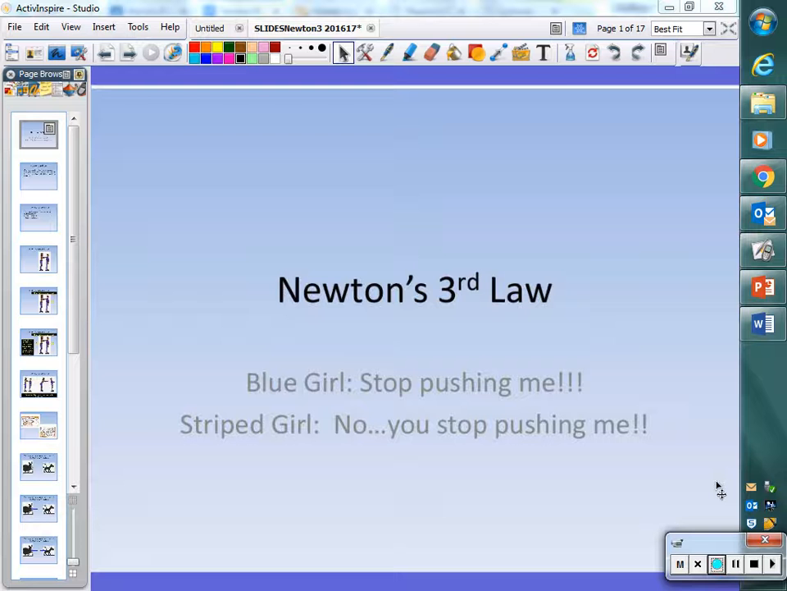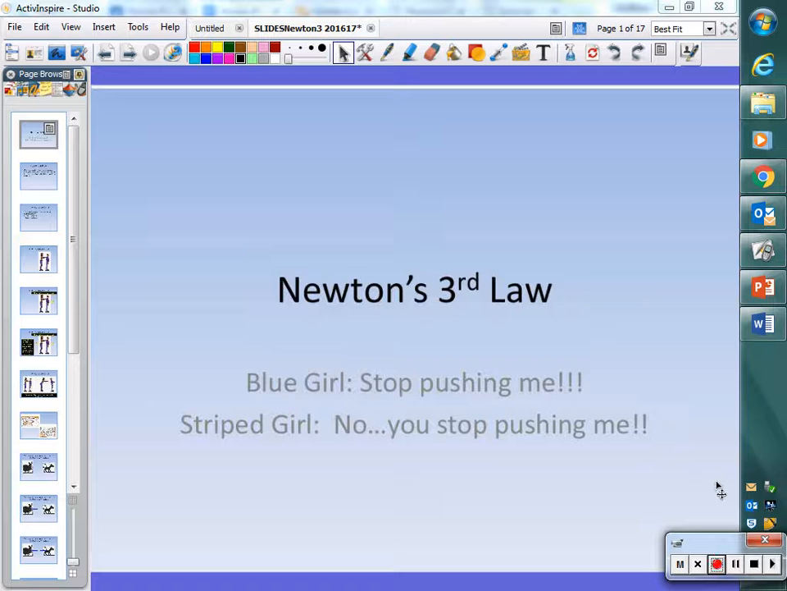Today I want to finish up talking about Newton's laws, and we'll talk about Newton's third law. Newton's third law is a little bit different than Newton's first and second laws in that it requires two objects. It deals with the interaction between objects, where Newton's first law and Newton's second law just deal with a single object.